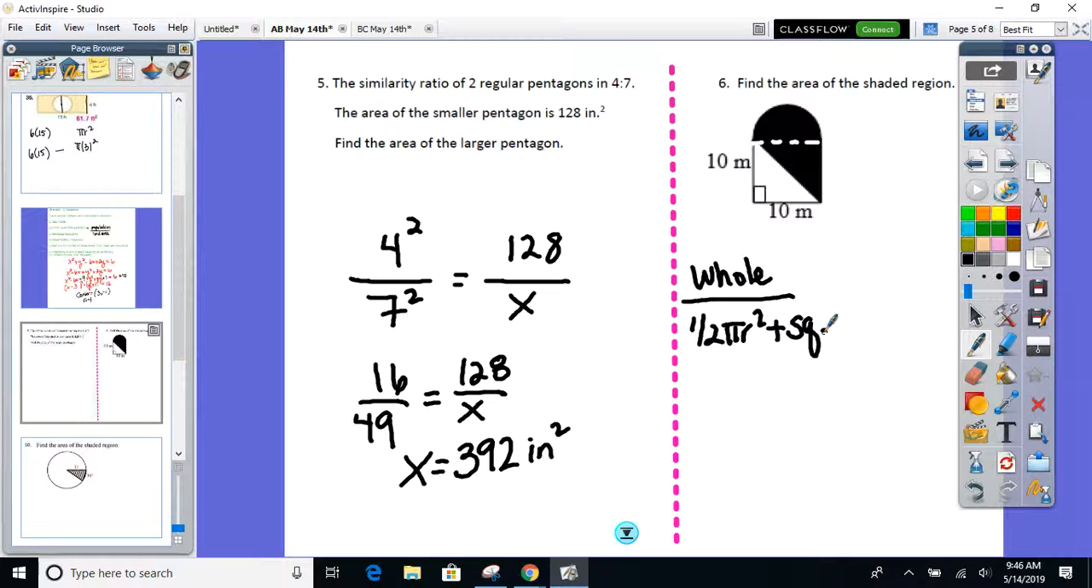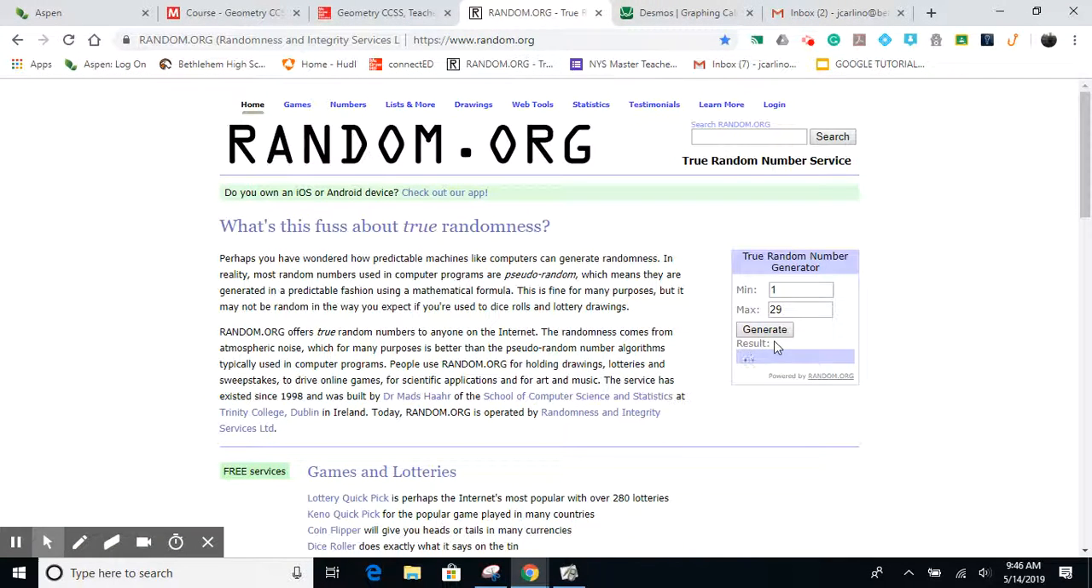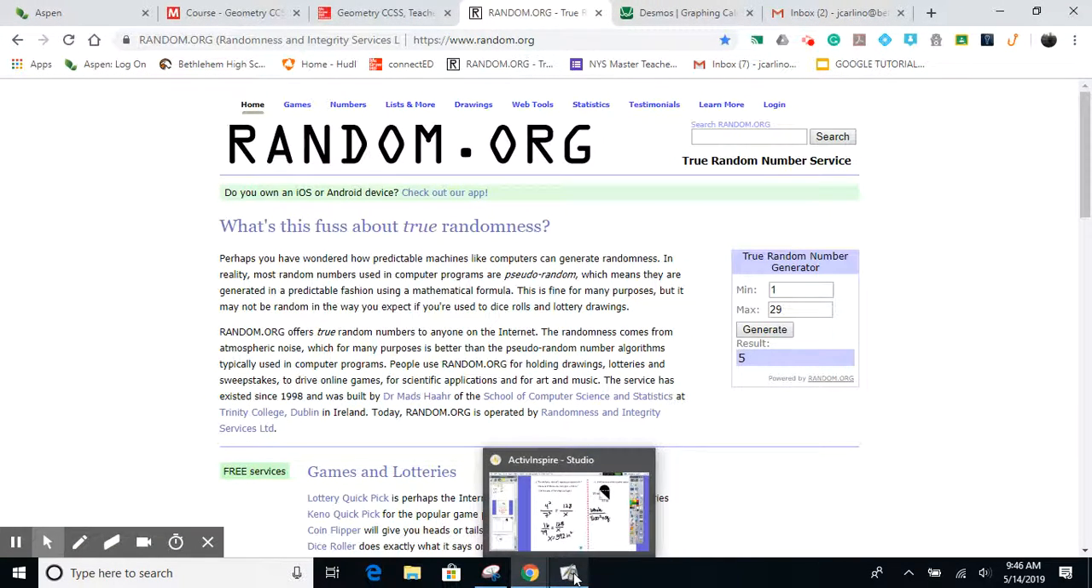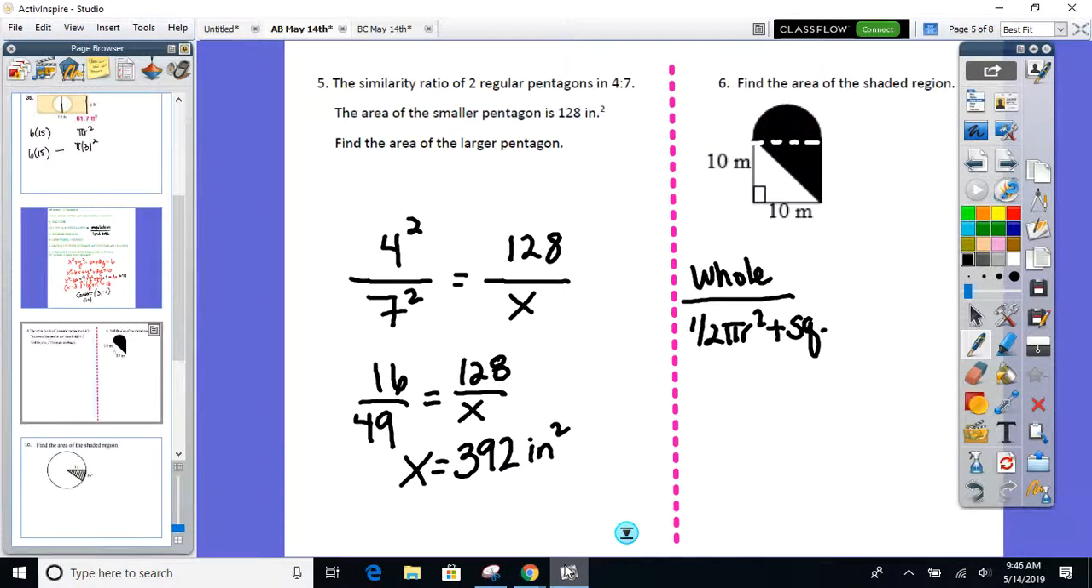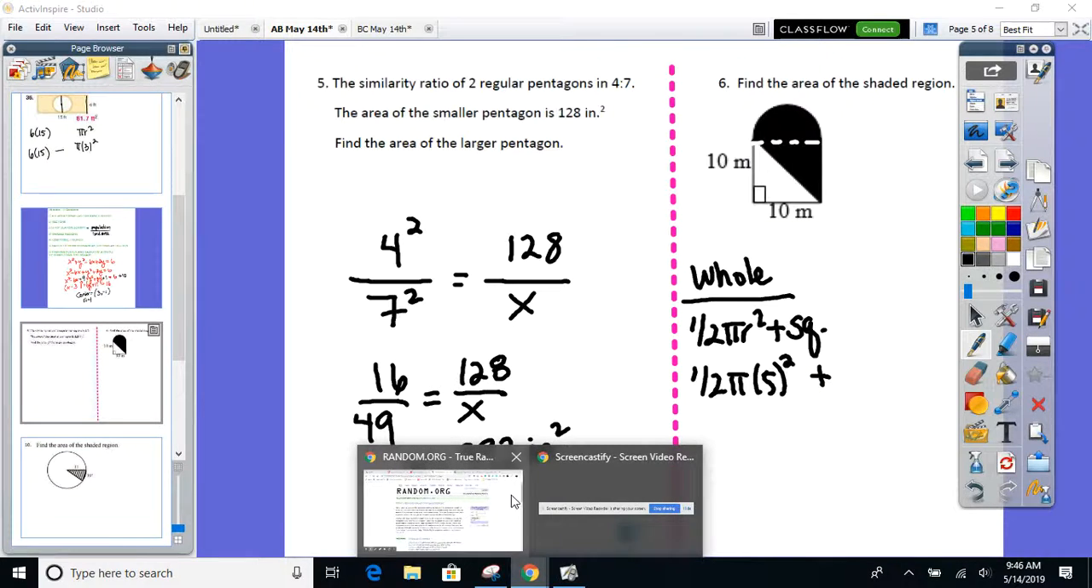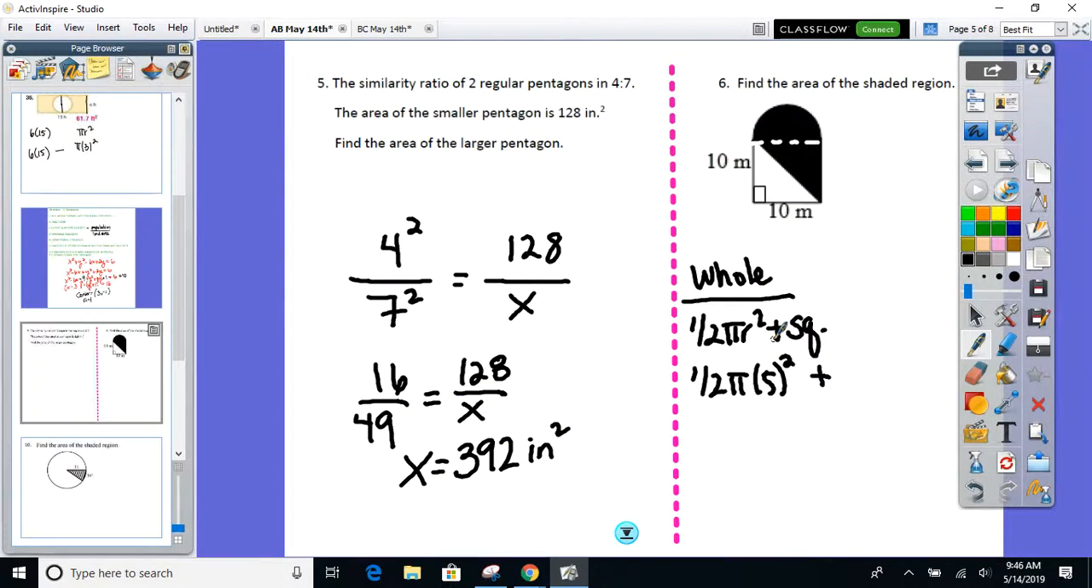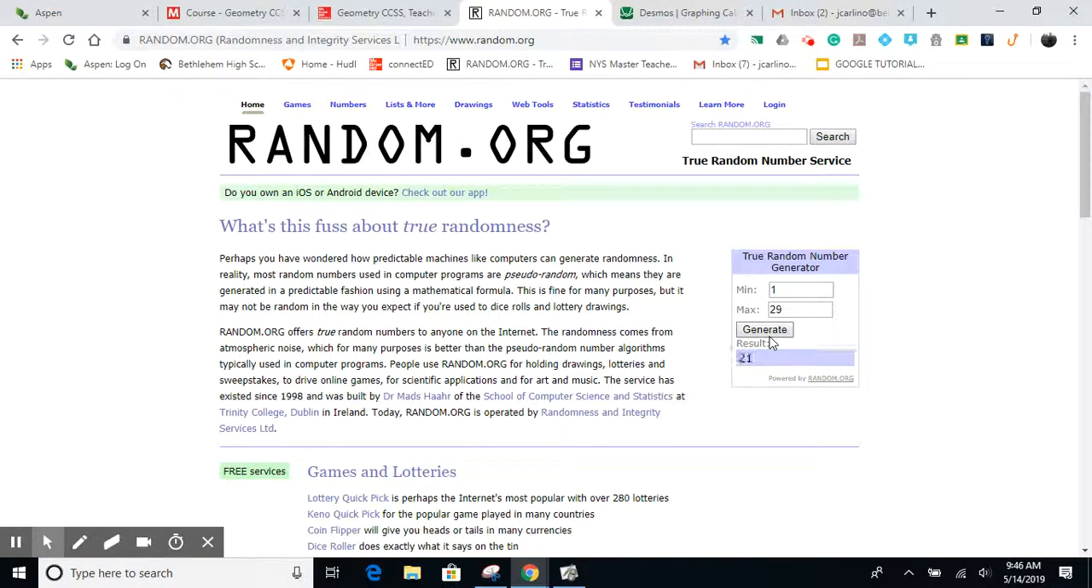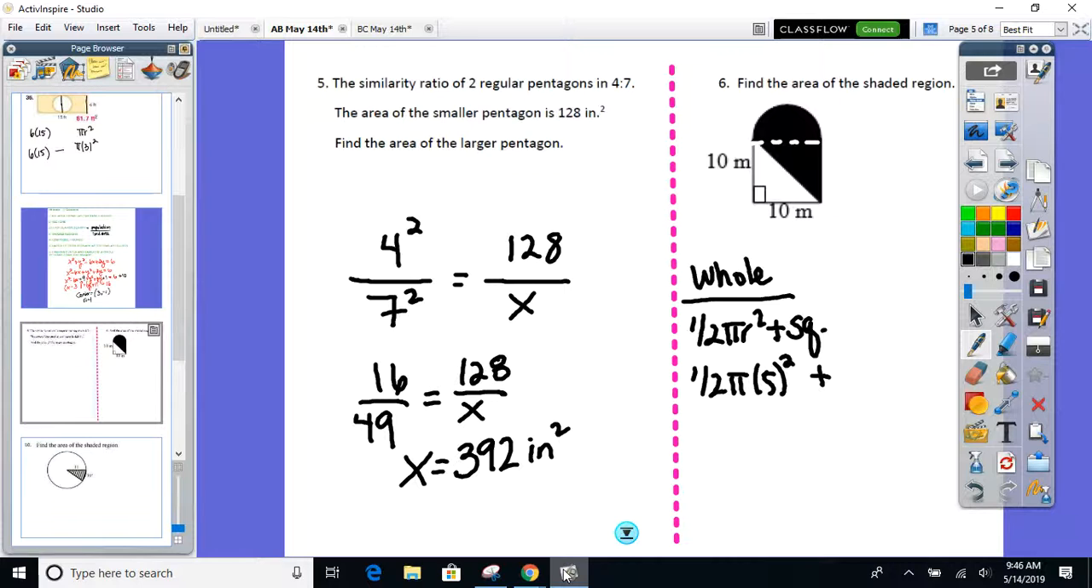Okay, what's the radius of that half circle then? 5, radius of that half circle. 5, half of 10, good. So I'm going to go 1/2 pi times 5 squared plus, what's the area of the square? 100, 10 times 10, nice. So whatever decimal you get from that, don't round.